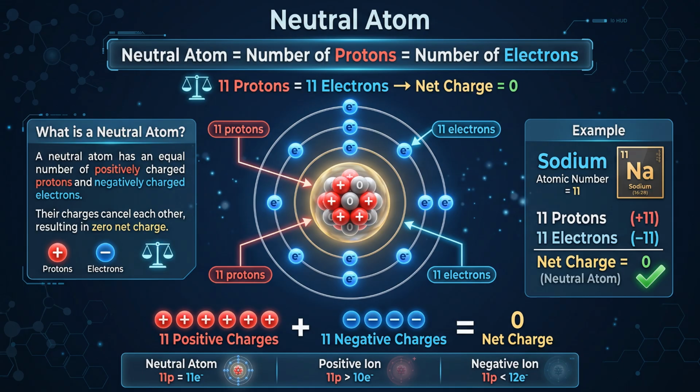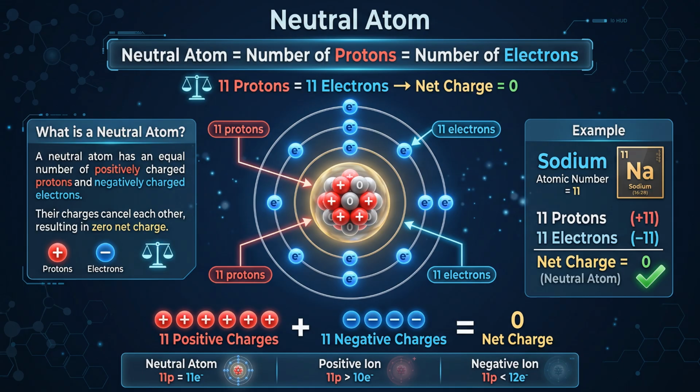A simple way to remember this concept is to imagine a perfectly balanced weighing scale. On one side are the positive charges from the protons, and on the other side are the negative charges from the electrons. When both sides are equal, the scale is perfectly balanced, just like a neutral atom. If one side becomes heavier because electrons are gained or lost, the balance is disturbed, and the atom becomes an ion. So, always remember these key relationships.